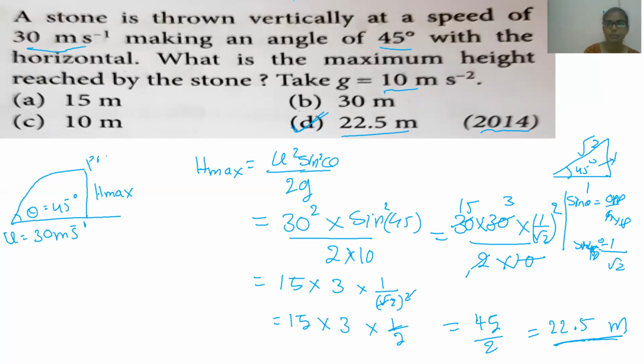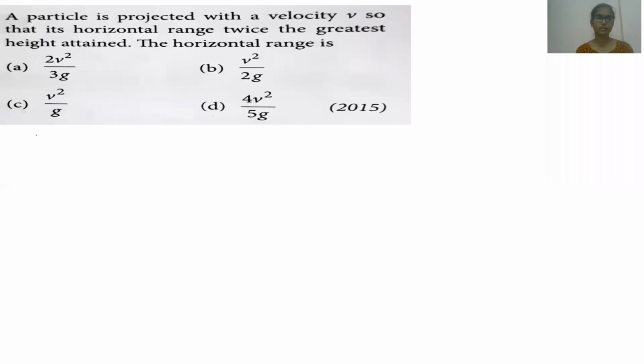Right, children. Next problem we'll try to understand. Yes, children, see in the sixth problem, what is given here? A particle is projected with velocity v, so that its horizontal range is twice the greatest height attained. That means horizontal range is equal to twice the maximum height attained. First, after reading the problem, you need to trace out the mathematical way of representing this. So R is equal to 2h, they have given.